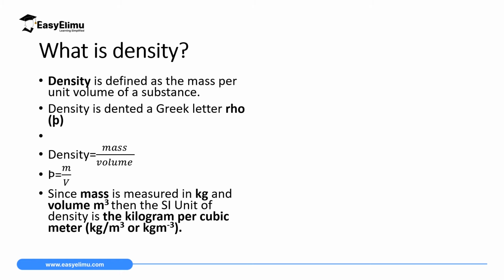Now, can we move to the next part, that is density? What is density? Density, we are going to define it as the mass per unit volume of a substance. It is denoted by a simple letter, the Greek letter rho, which is written like this.